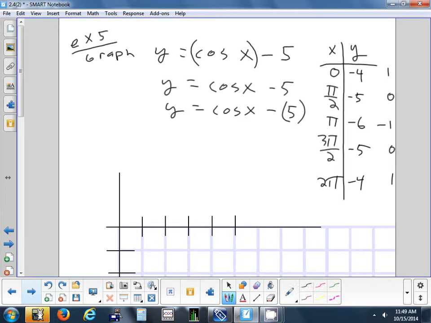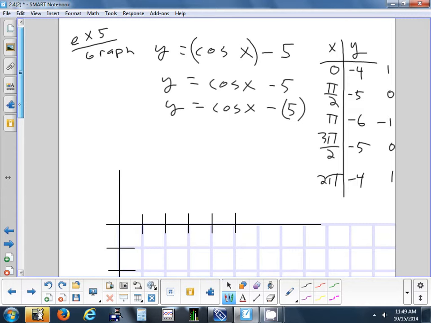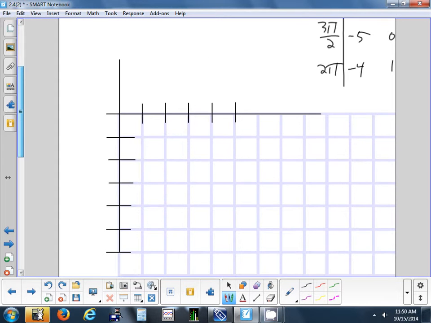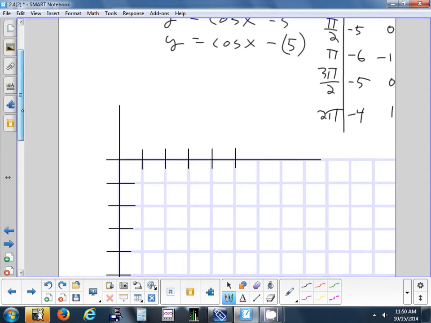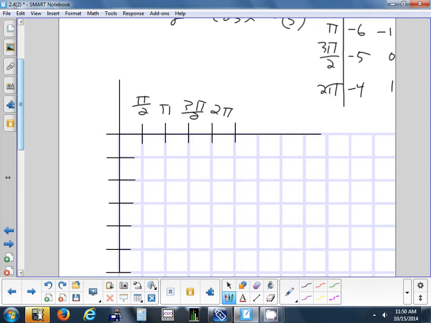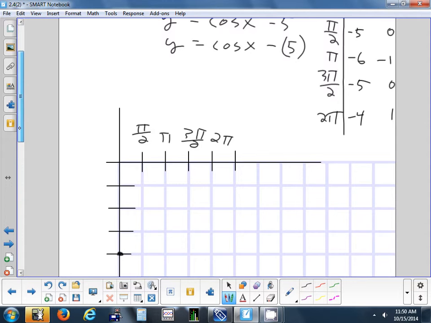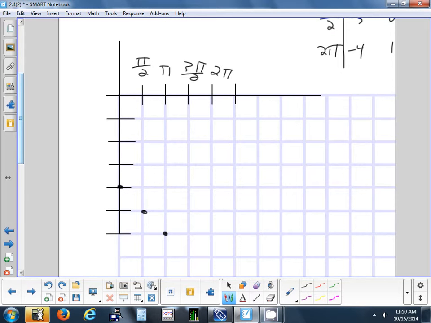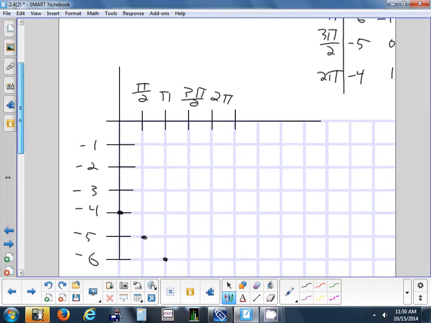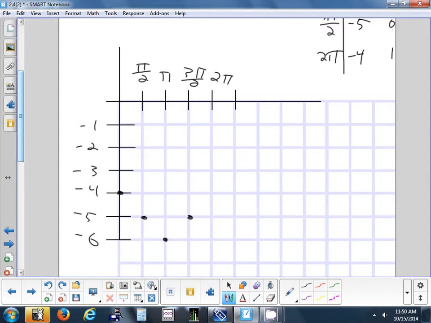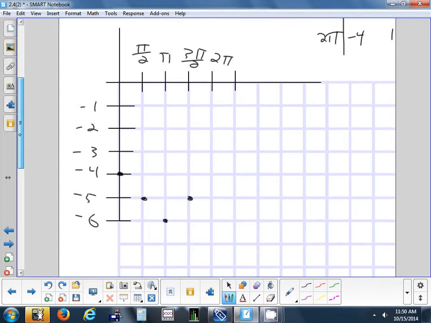All right, so this time I decided just to put a grid in so I could draw it a little easier. Okay, label. This time I'm going to label up above the axes. That way I don't have to write in my grid, and if I draw down here, it won't get messed up with my numbers. So pi over 2, pi, 3 pi over 2, 2 pi. All right, and we're at negative 4, negative 5, negative 6. I didn't label my y-axis because I'm going by ones, but it might not be a bad idea so you don't get confused. Back up to negative 5, and back up to negative 4.